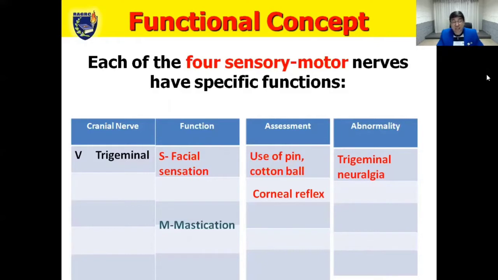Now, for the assessment of the motor root of the trigeminal nerve, we ask the patient to clench the teeth, okay? And then we also need to assess the jaw jerk reflex. Now, how is this done? So we need to face the patient. We place index finger against the chin of the patient, and then we hit it with a tendon hammer. So we hit the finger with the tendon hammer, and then the result would be the jaw of the patient would slightly protrude, okay? And that's expected.